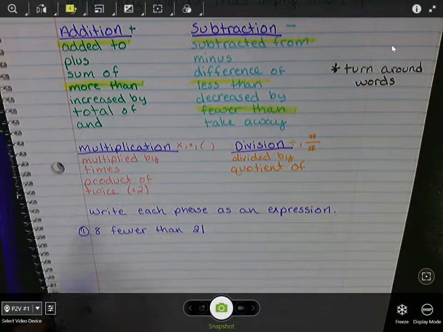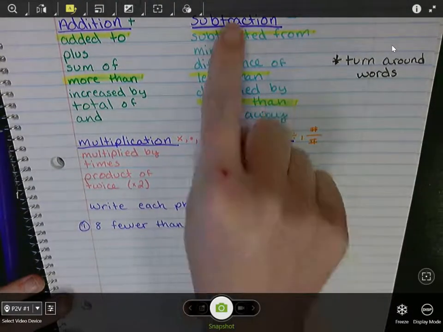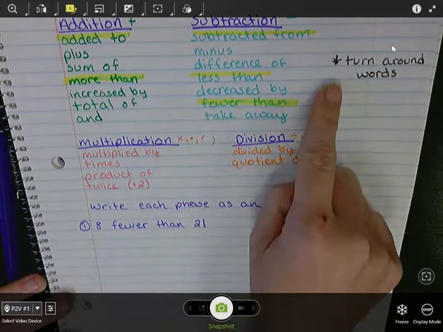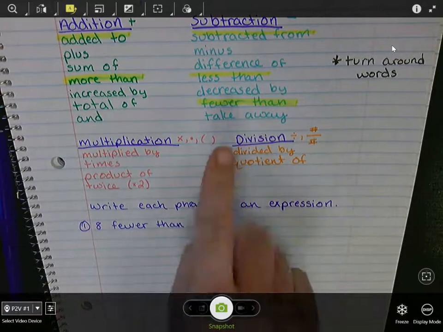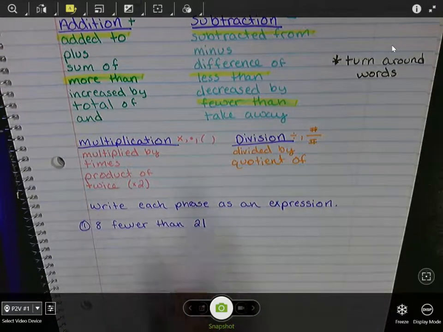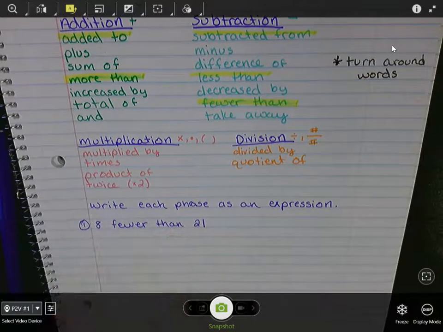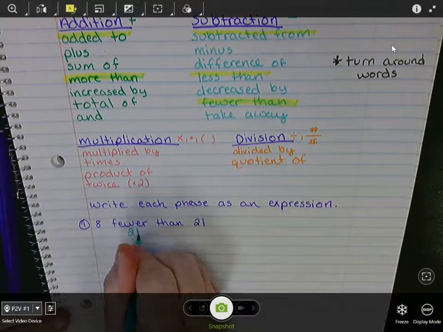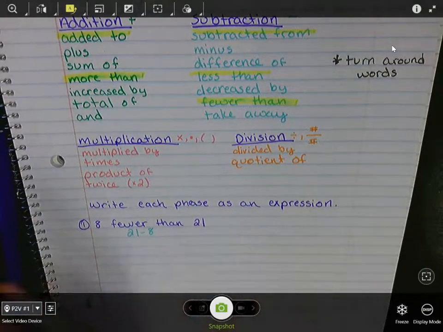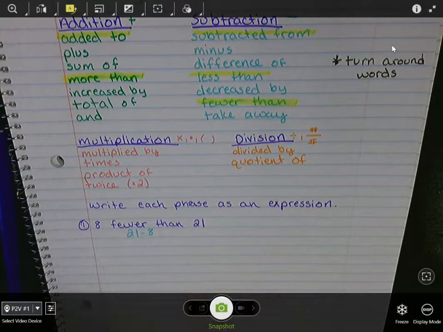All right, so for instance, this one here, 8 fewer than 21. Fewer than means subtraction, so I'm going to be subtracting, and notice it's highlighted. That means it's a turnaround word. So it says 8 fewer than 21. I subtracted 2 numbers, but I flipped them. So I would do 21 minus 8. Because what this means is you had 21 and you're trying to find 8 fewer than 21. So you would do 21 minus 8. So that's a turnaround word.